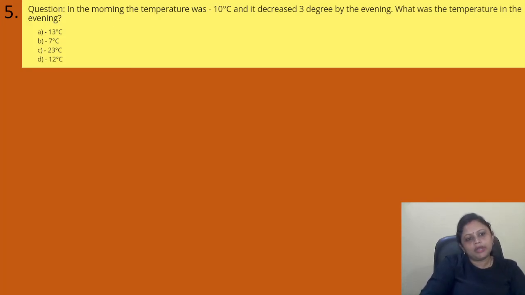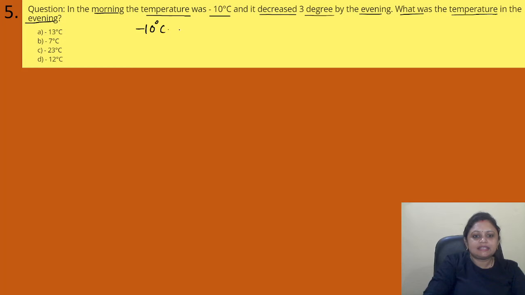So, in the morning, the temperature was minus 10 degrees centigrade and it decreased 3 degree by the evening. We have to find out what was the temperature in the evening. So initially in the morning it was minus 10 degrees centigrade.